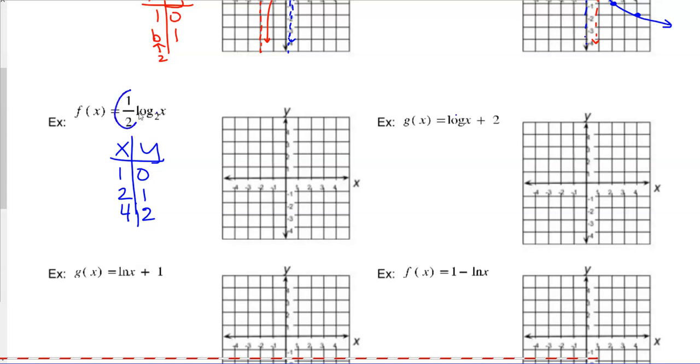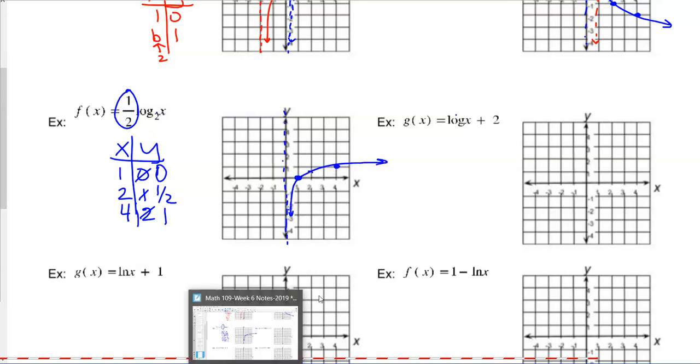So when I have to take half of that, I need to take half of all these y values. Half of that is still going to be 0. Half of that is going to be 1/2, and half of this is going to be 1. So basically we're doing a vertical shrink here. There's no movement left or right, no movement up or down, so I still have a vertical asymptote at x equals 0. I still have the point (1, 0). Then I need to graph the point (2, 1/2). Then I need to graph the point (4, 1). So we end up having it squashed, basically, as we go through there.